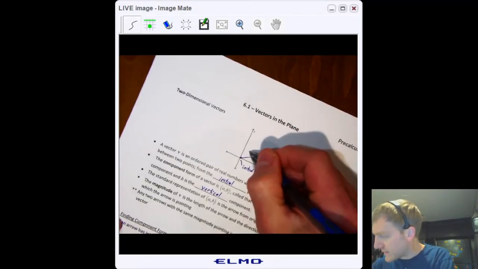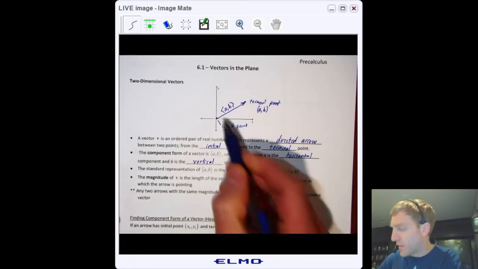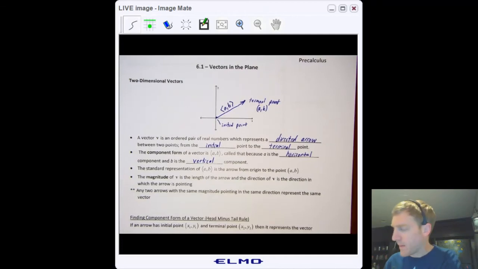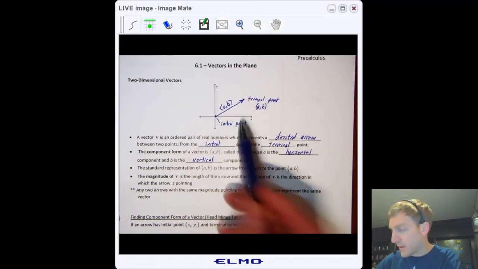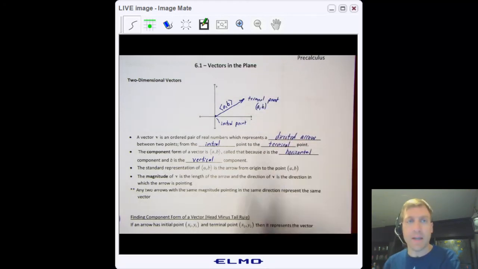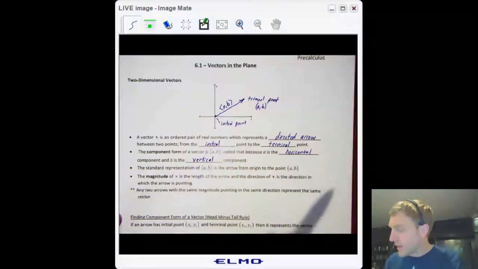Then this is the vector AB, written with angle brackets to show it's a vector. So what does that mean? That means that you move A in the horizontal direction and move B in the vertical direction. Okay, so that is a standard representation.